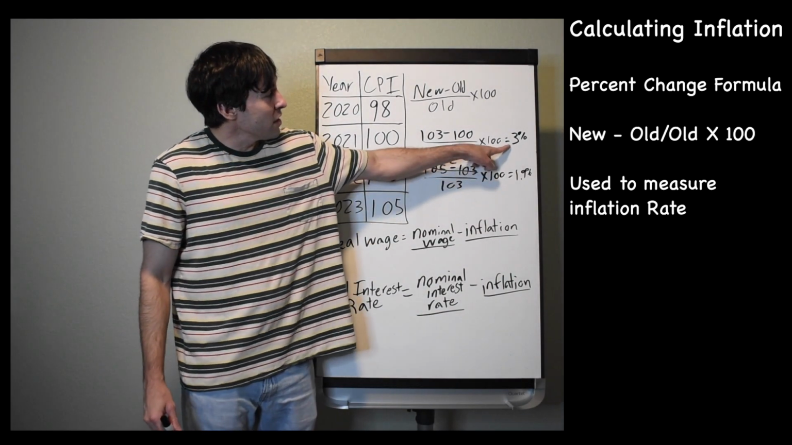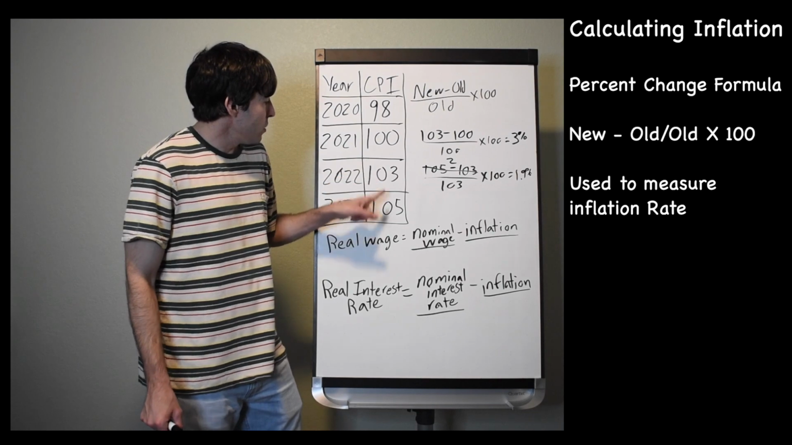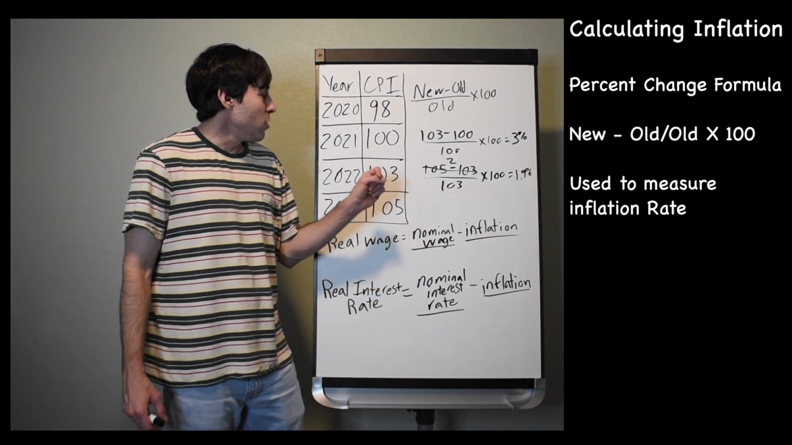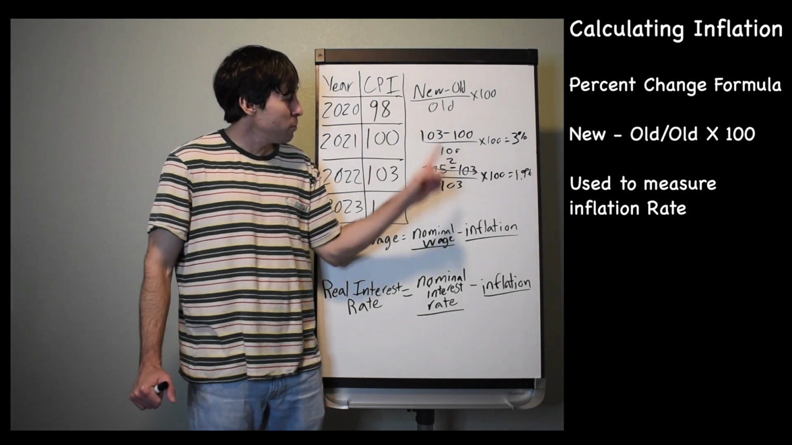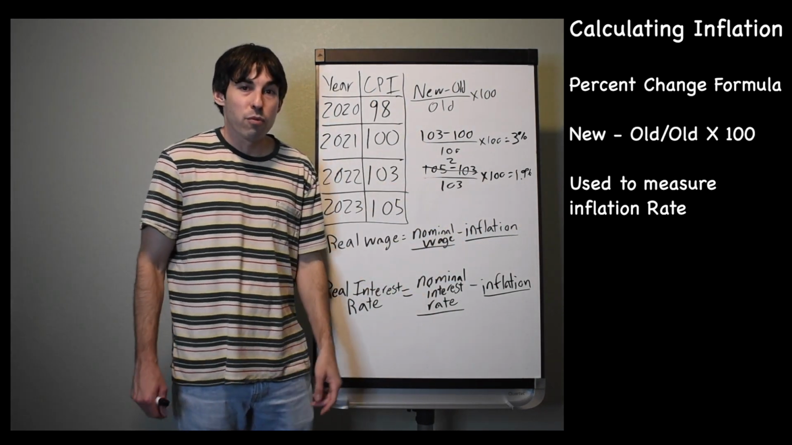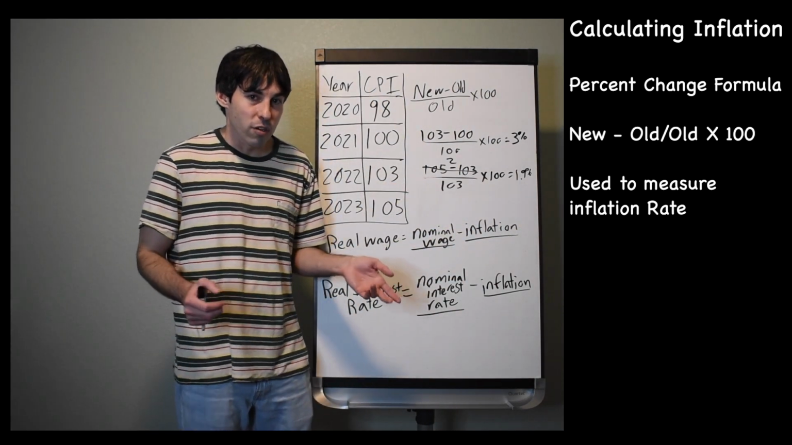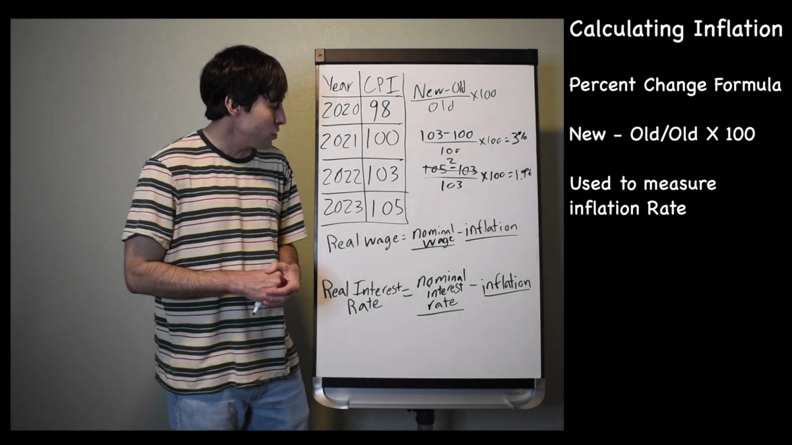So what we're experiencing here from 2022 to 2023 is going to be disinflation. The previous year, prices were rising by 3%. Now they're rising by 1.9%. Prices are still going up, but at a slower rate than they used to.